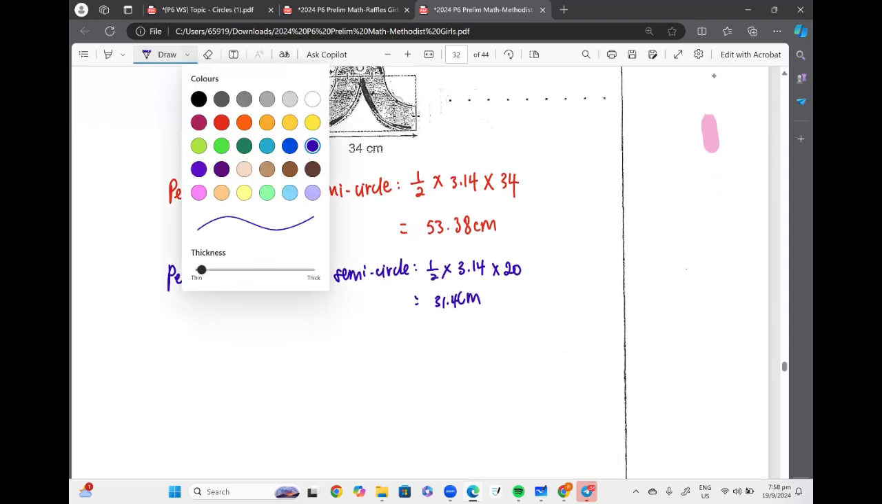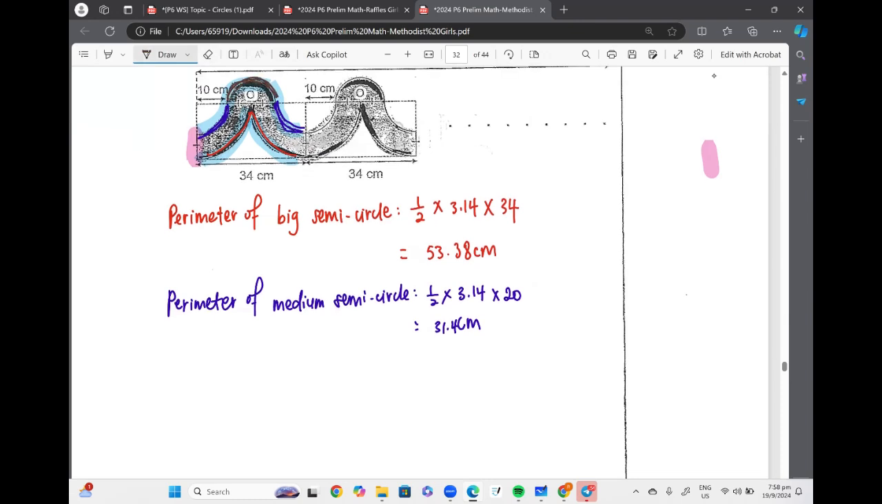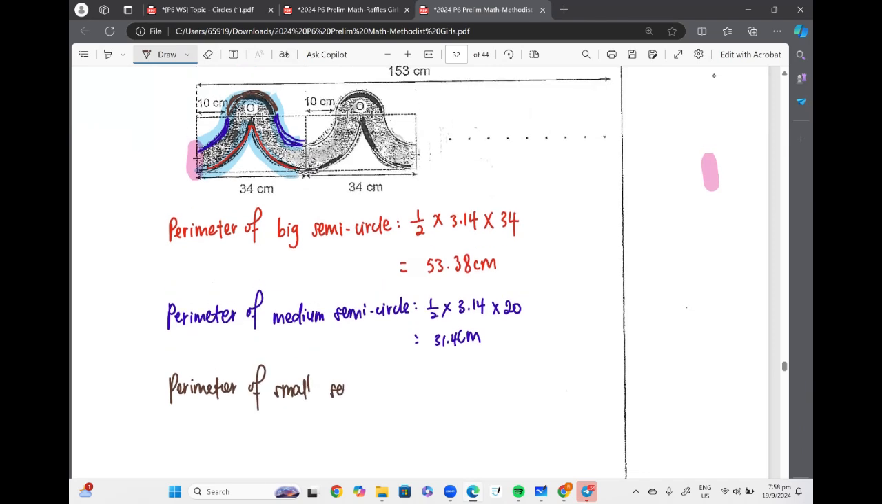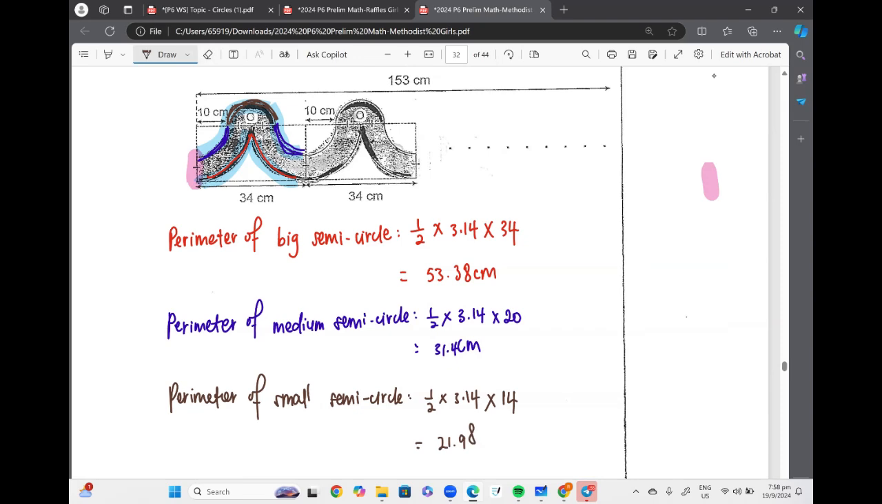And last but not least is for the brown color part. Where's the brown color part? It's over here at the top, okay? Which is just the parameter of the small semicircle, which is half times 3.14 times diameter, which is 7 plus 7, 14. Okay, and I'll get to an answer of half times 3.14 times 14, 21.98 cm.